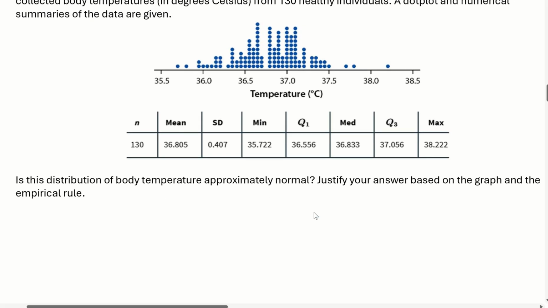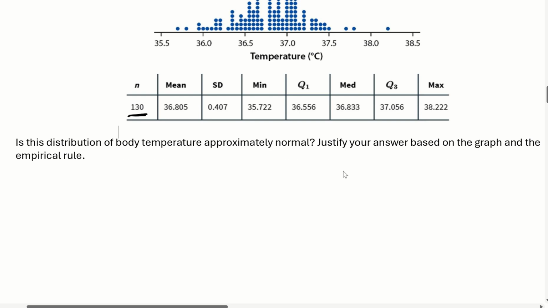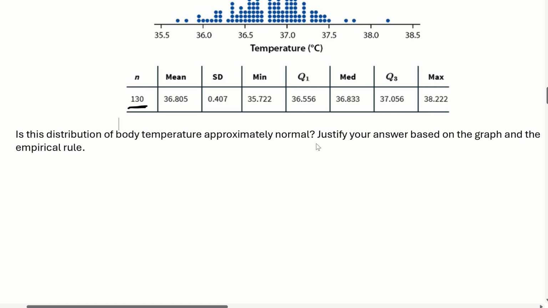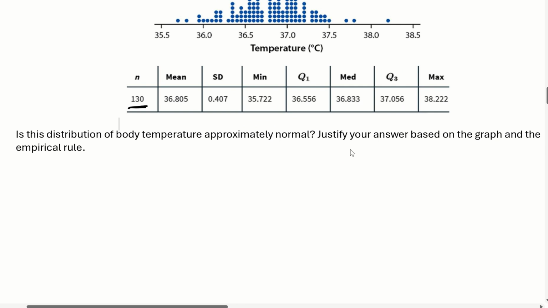They collected body temperatures in Celsius from 130 individuals. All right, so we got 130 dots here. And they say that here, 130 individuals. They give us the mean, standard deviation, all that stuff. Is this distribution approximately normal? Justify your answer based on the graph and the empirical result.